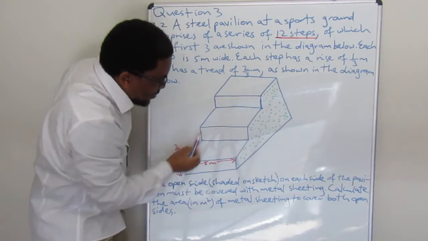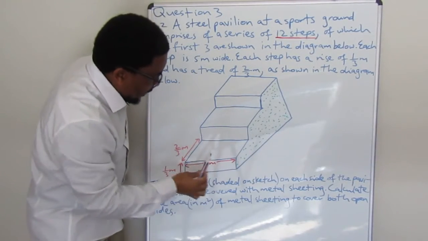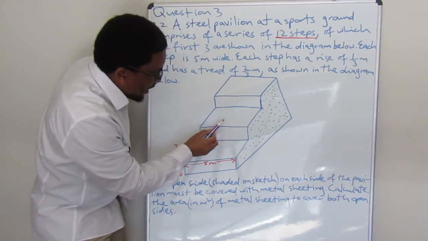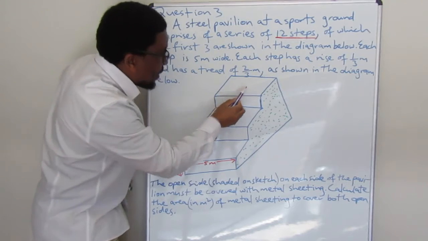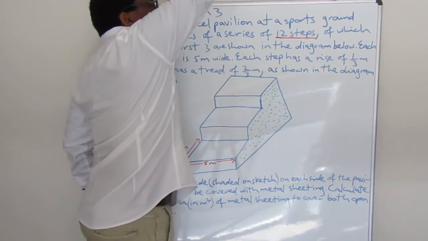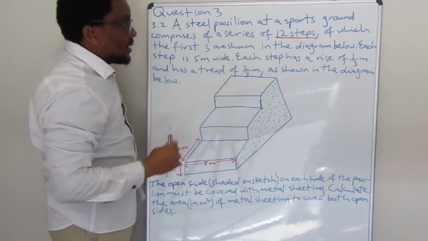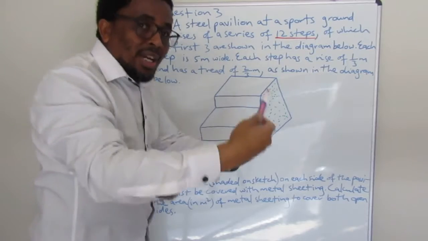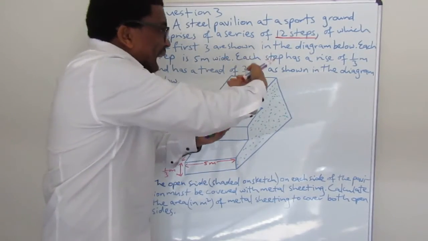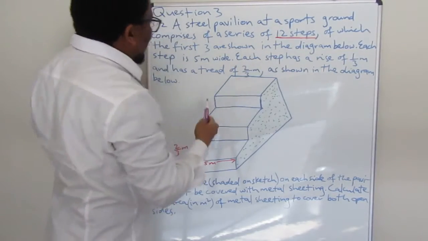Now, if this is my diagram that is given here, say, this one here, this is my first step, this will be my second step, this is my third step, there is the fourth step, fifth step, sixth step, and so on, up until 12 steps. Note that. This is what I do when I read a question. This is the analysis that I do as I read.